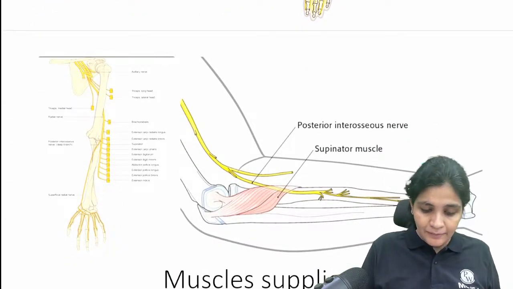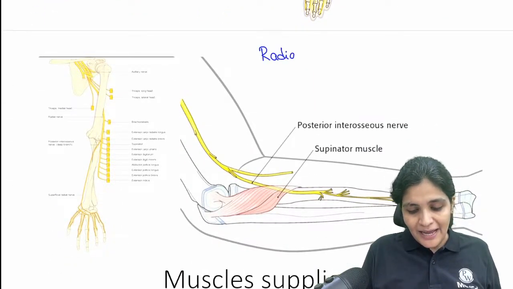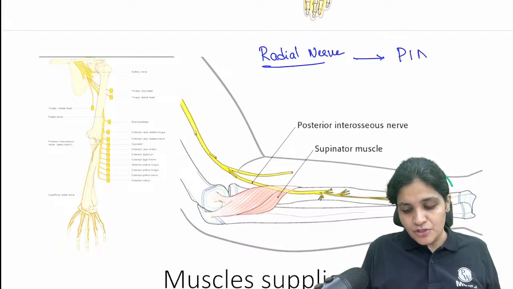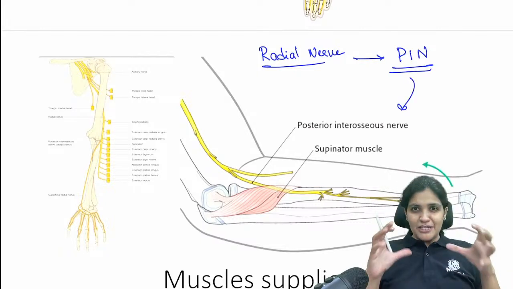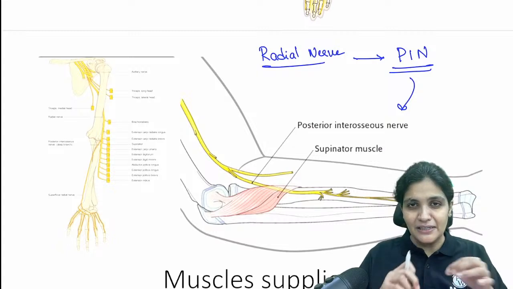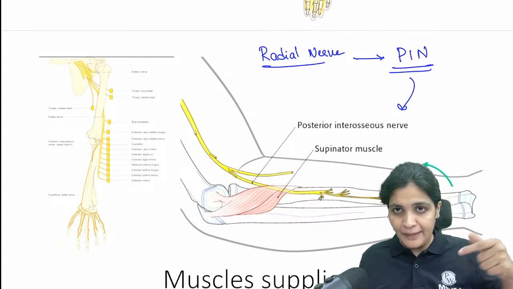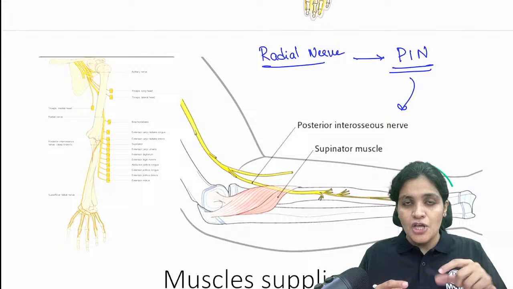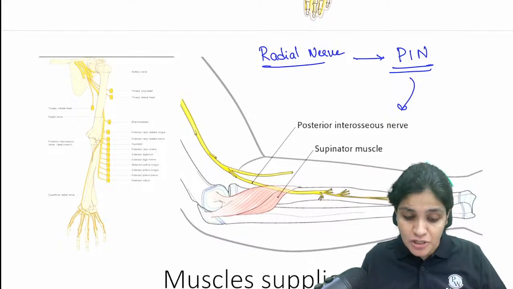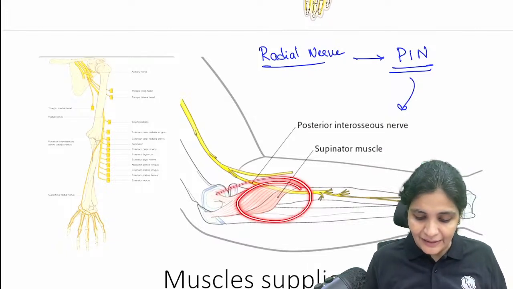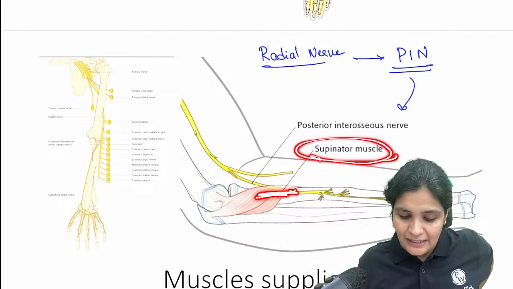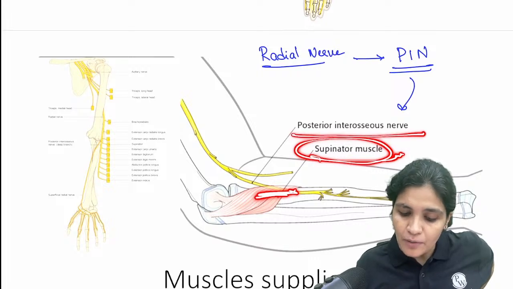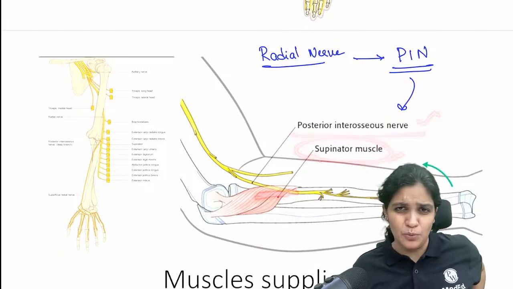And you all know that the radial nerve gives a branch. So what is the name of that branch? It gives a branch which is called the posterior interosseous nerve, right? So it is usually in the substance of the supinator. So the PIN is present in the supinator. So whenever we are dealing with the fractures of the proximal radius, we have to be very, very careful that we may damage this PIN. So this muscle is very important in terms of your posterior interosseous nerve. So they might ask you this question.